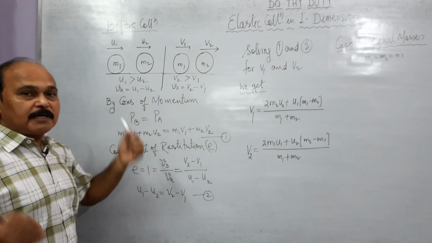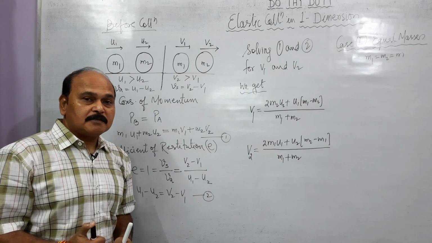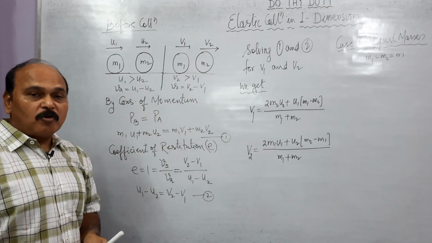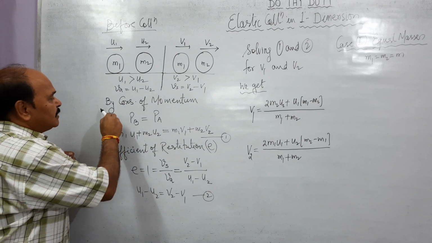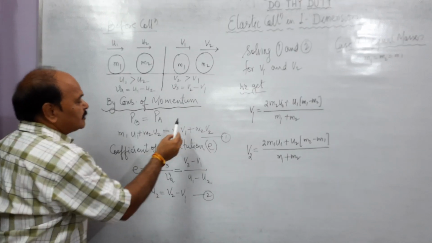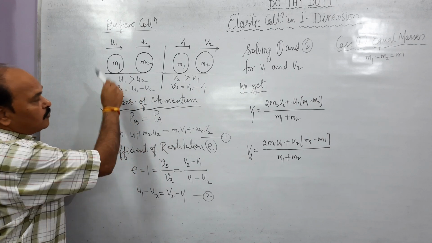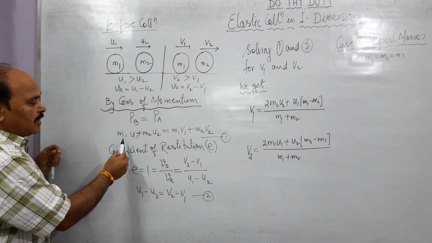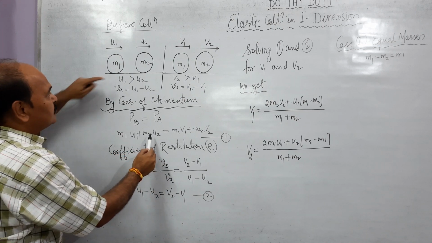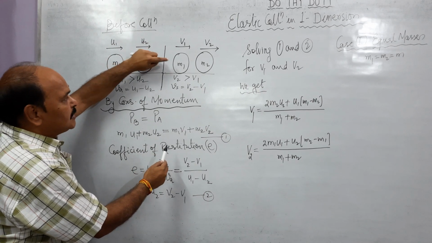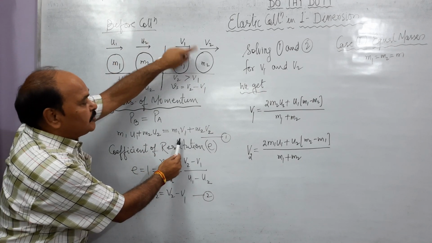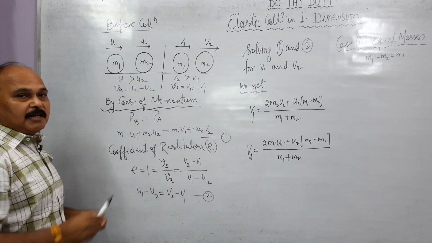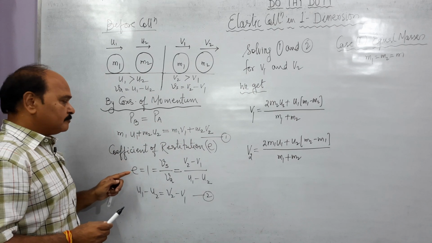Well, we know that in all types of collisions, the law of conservation of linear momentum holds true. So, if we apply the law of conservation of linear momentum, we equate momentum before collision with momentum after collision. Momentum before collision is m1 u1 plus m2 u2, and momentum after collision is m1 v1 plus m2 v2. So, this is equation number 1. And this is one relation between v1 and v2.